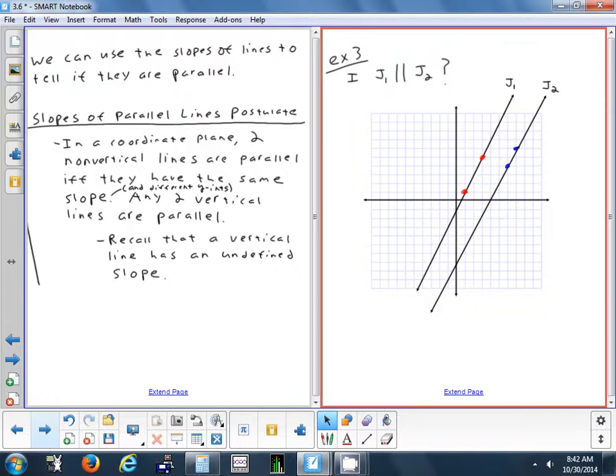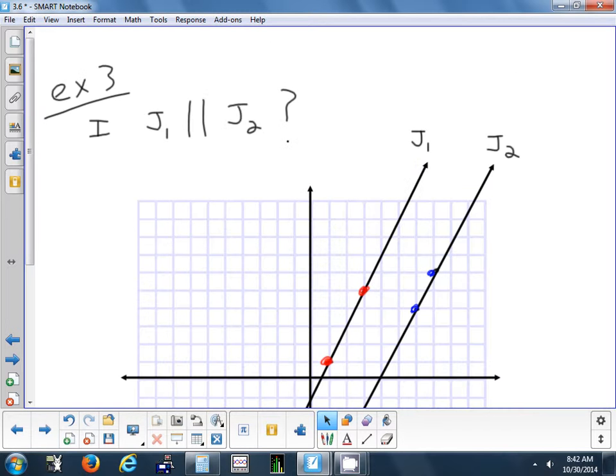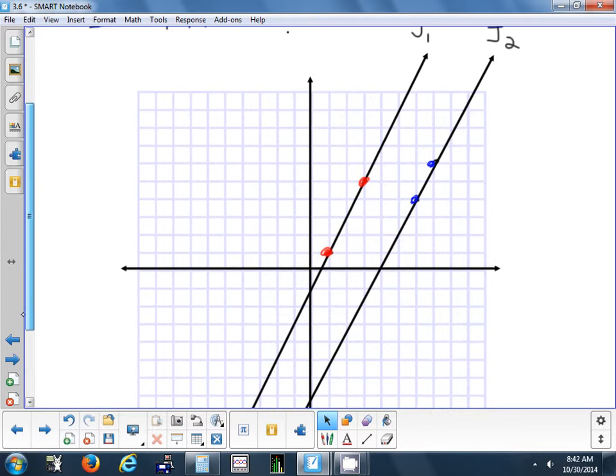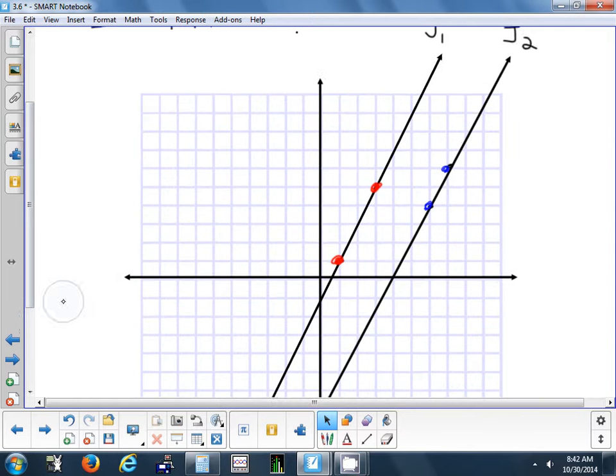Because we have a grid this time, we don't have to use the formula y2 minus y1 over x2 minus x1. We can just count rise over run. Now, if we didn't have a grid and they gave us coordinates, that's what we just did before. So let me make it bigger so people can kind of see that. It's a little hard to see.